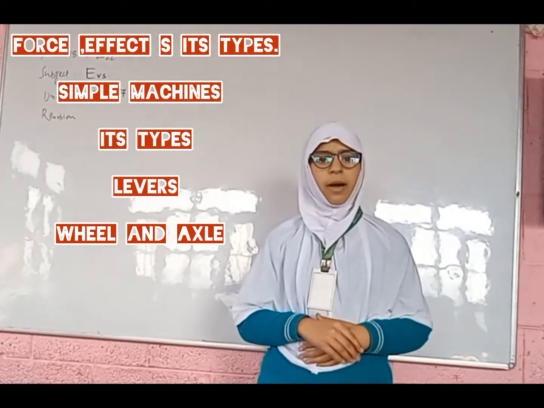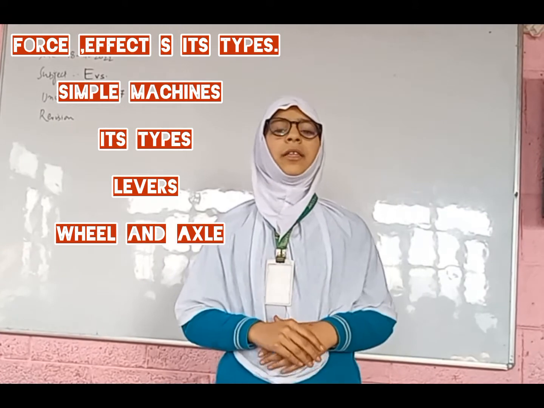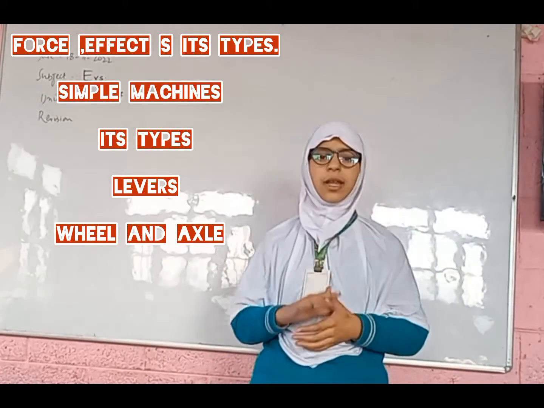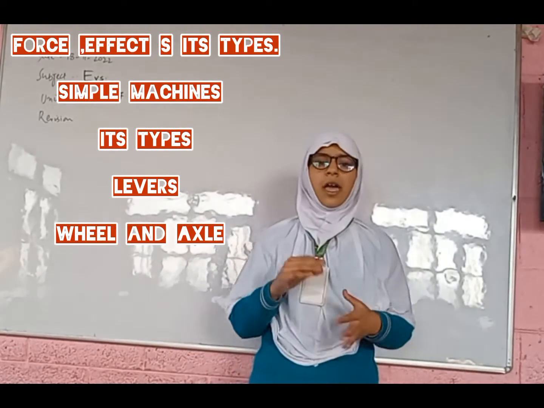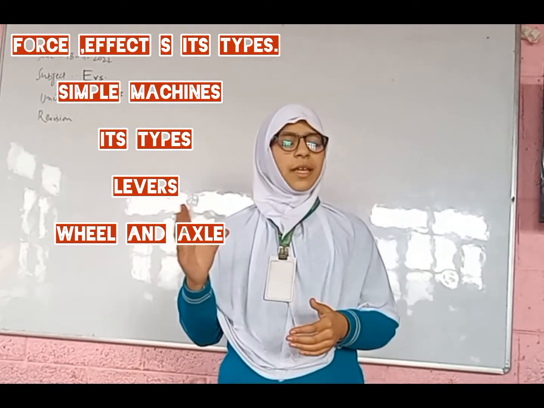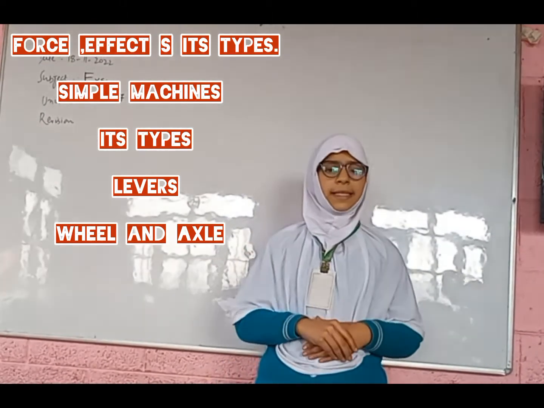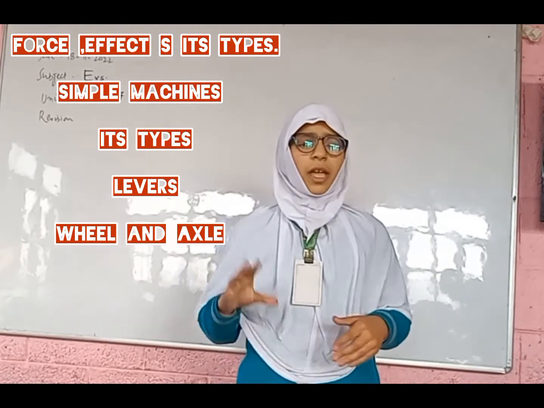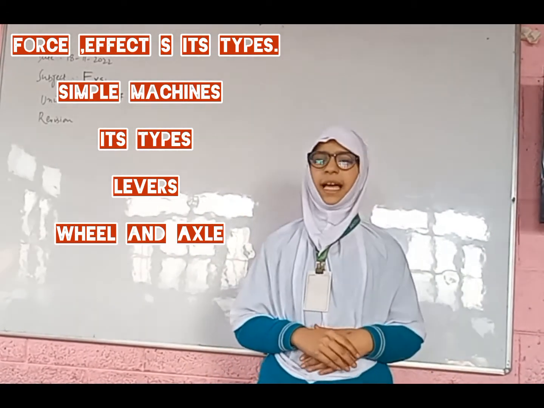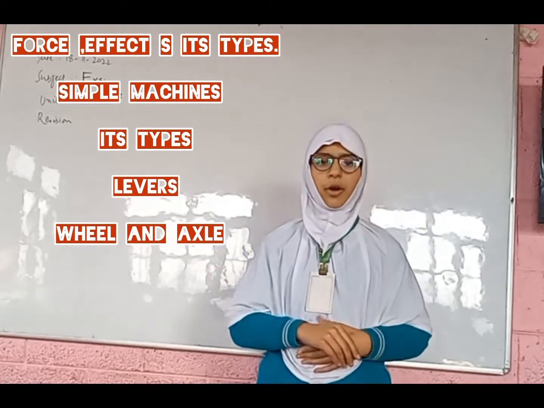What is first order lever? First order lever is a lever in which the fulcrum is present between the load and the effort. For example, the scissor. What is the second order lever? Second order lever is a lever in which the load is present between the effort and the fulcrum. The example is the nutcracker. Now is the third order lever. Third order lever is a lever in which the effort is present between the load and the fulcrum. For example, the broom, or we can say shovel is also an example of third order lever.